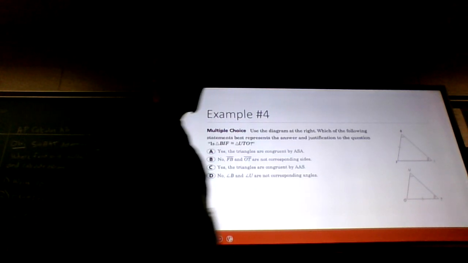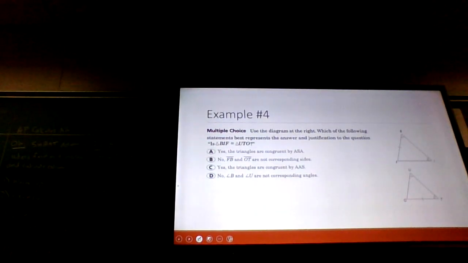All right. So here's a multiple choice question. We're almost done. This should be, I think, the last one. We got 2 triangles, agreed? It says, use the diagram at the right. Which of the following statements best represents the answer and the justification for why triangle BIF is congruent to triangle UTO. BIF and UTO.